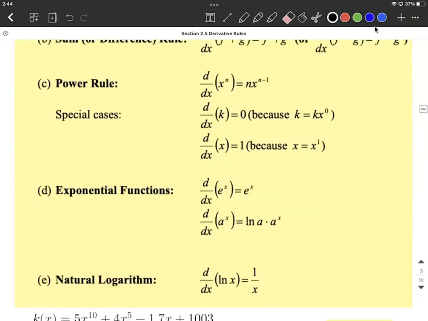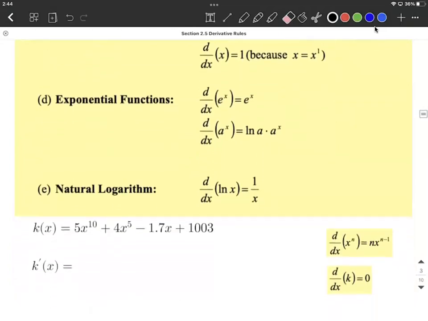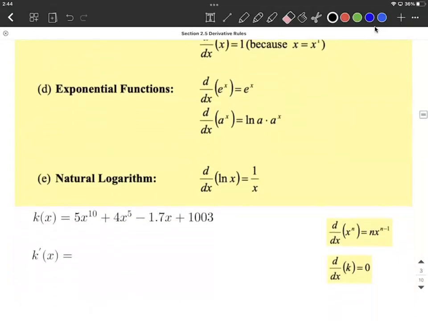e to the x's derivative is always just e to the x. Now, if you have a different base besides e, it's going to be the natural log of that base multiplied by that base raised to the x power again. You can think of this as being the same rule as e to the x, but if it was the natural log of e out in front here, that means the same thing as 1. And finally, this comes up sometimes: the derivative of natural log of x is going to be 1 over x.